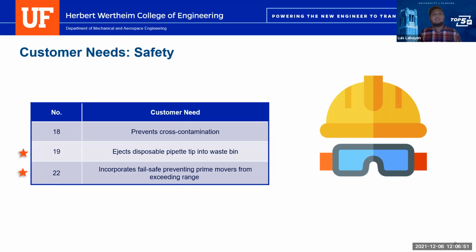Another aspect of the customer needs was safety, which in essence meant preventing any sort of cross-contamination during the operation of the pipette. We needed to implement a mechanism that would eject the disposable pipette tip into a waste bin within the bioreactor enclosure, as well as incorporate a fail-safe function to prevent the prime movers from exceeding their range of motion.